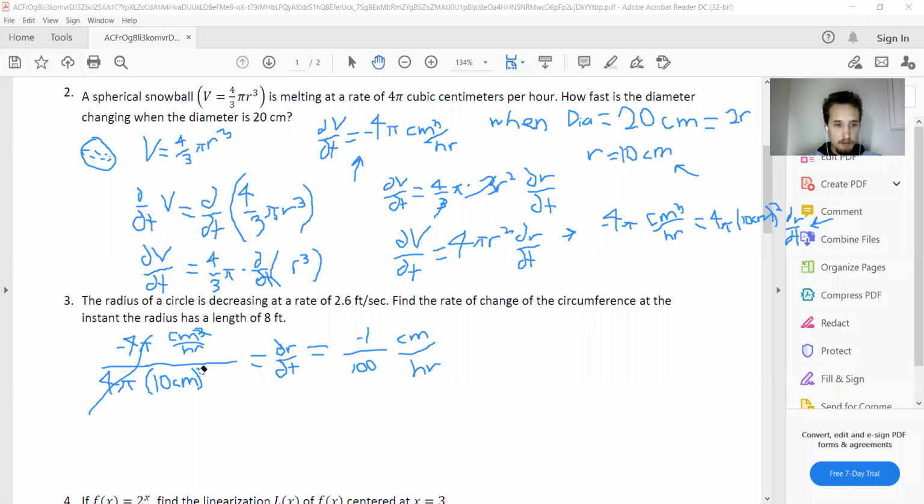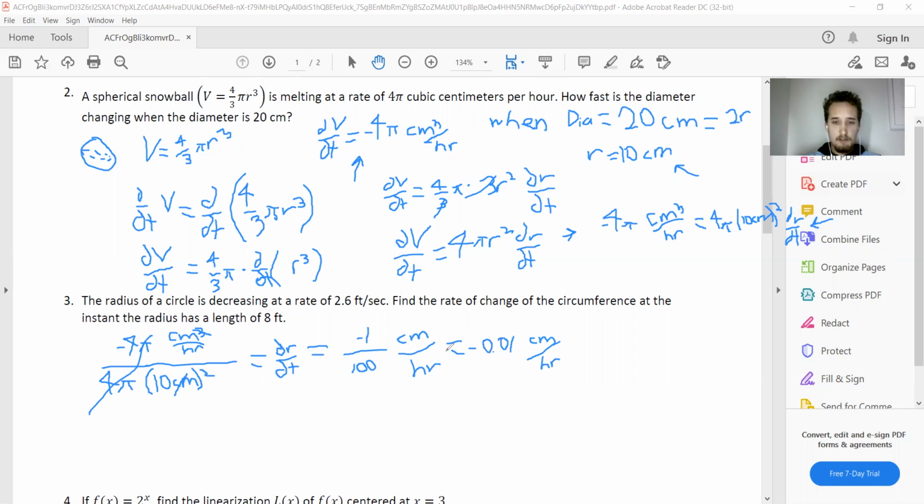So I shouldn't have. The squared's still there. Really just the centimeters cancels out with the centimeters up here. But yes, 10 squared is 100. But you have to remember, dr/dt is the change in radius. Negative 1 over 100, negative 0.01 centimeter per hour.